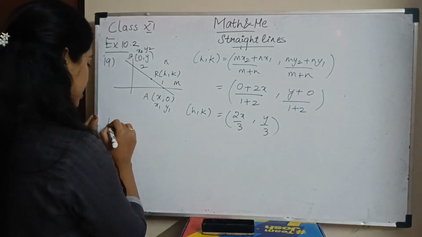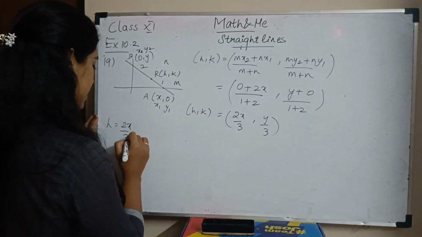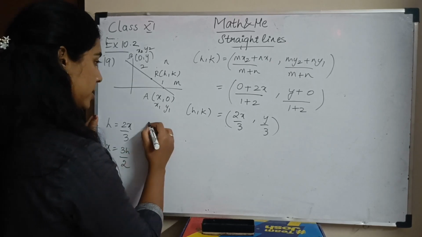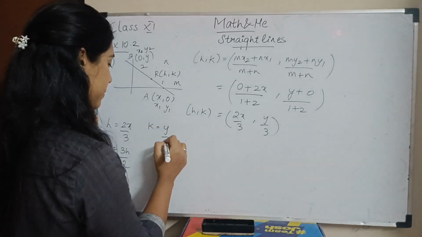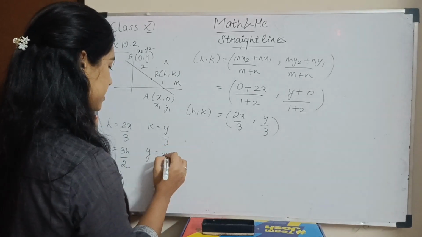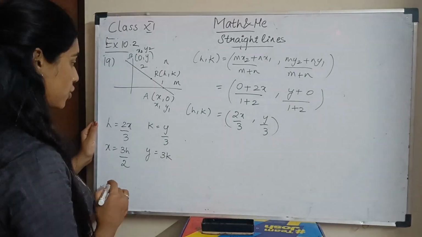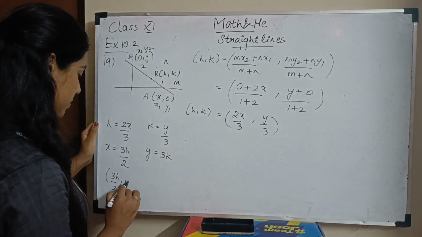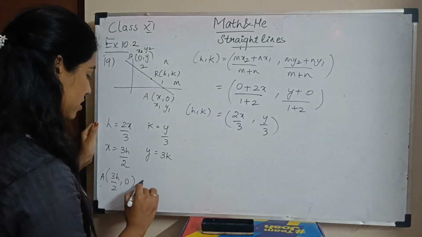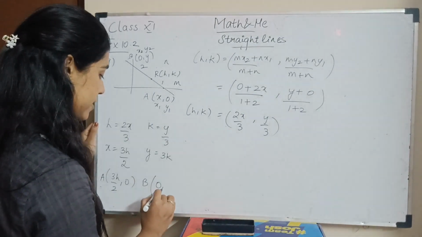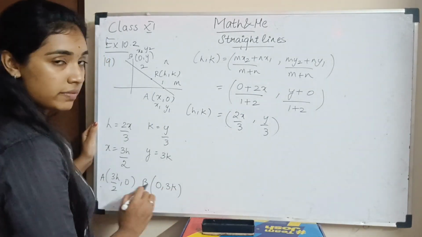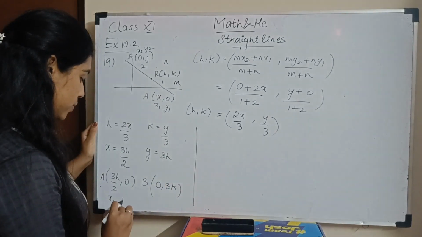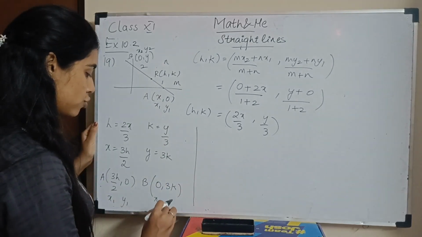So what do you have? Your h is 2x by 3. So x equals 3h by 2. Your k equals y by 3. Your y equals 3k. So your coordinates now become 3h by 2 comma 0. That is your A. And your B becomes 0 comma 3k. Now you have 2 points. You can use the 2-point form. So this is your x1, y1, x2, y2.